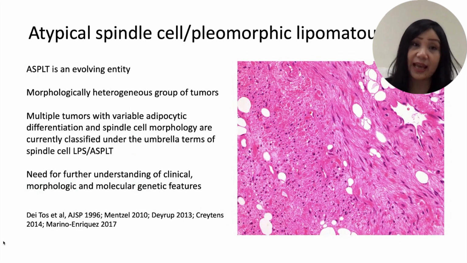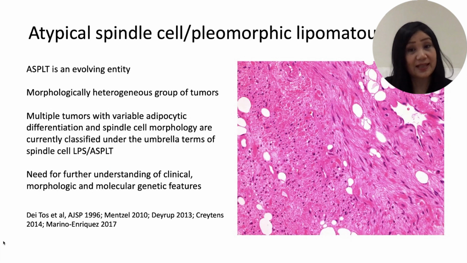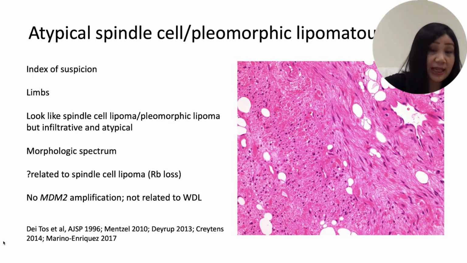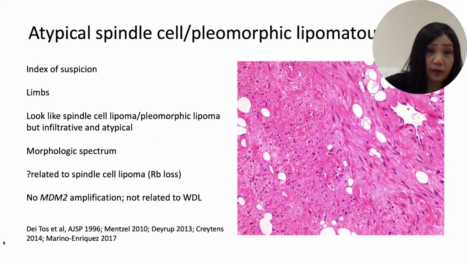Thing to remember is that atypical spindle cell pleomorphic lipomatous tumor is an evolving entity representing a morphologically heterogeneous group of tumors, somewhat resembling spindle or pleomorphic lipoma, but with variable atypia, lipoblastic component, and adipocytic component with infiltrative borders. So we need to have an index of suspicion for them and not overcall them as liposarcomas, because they are benign entities with a small chance of local recurrence.